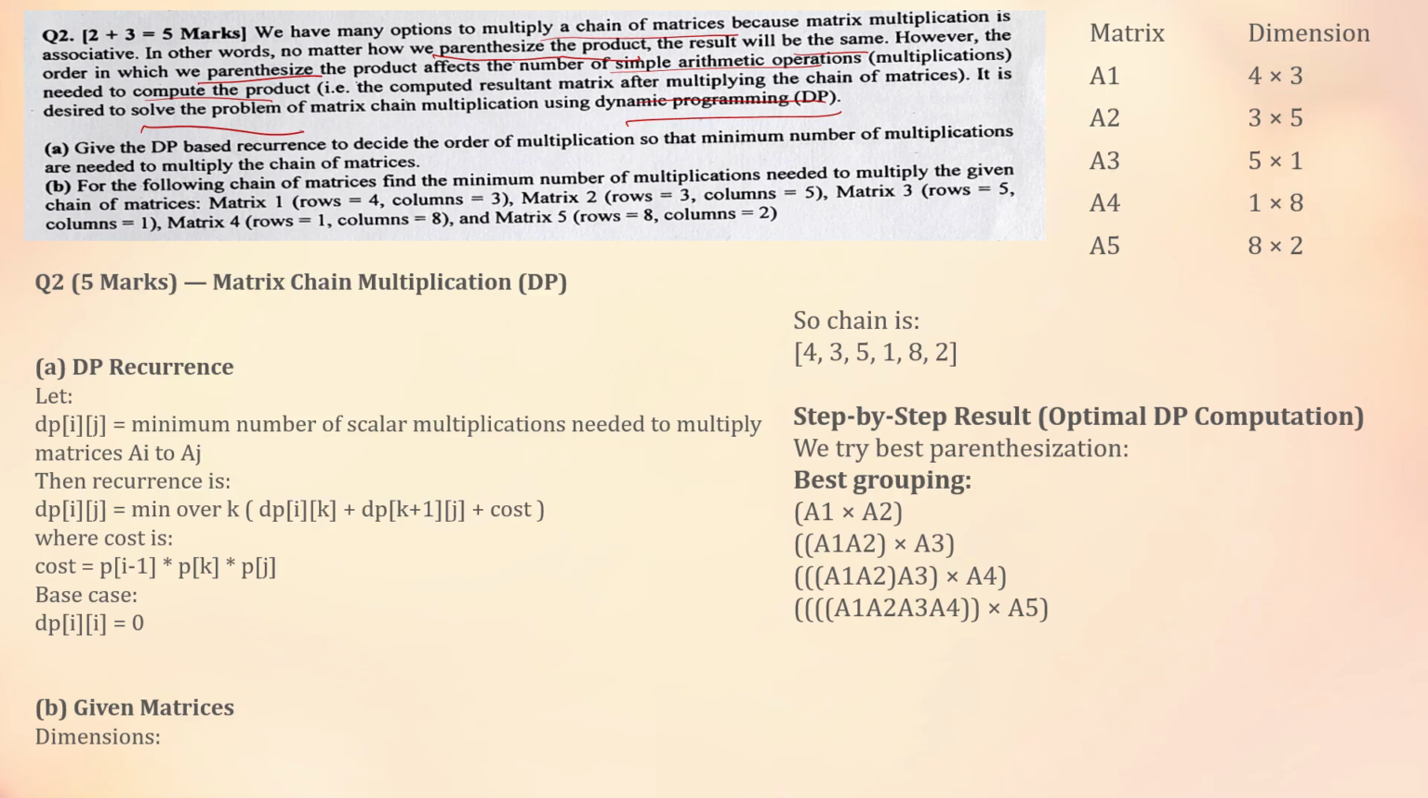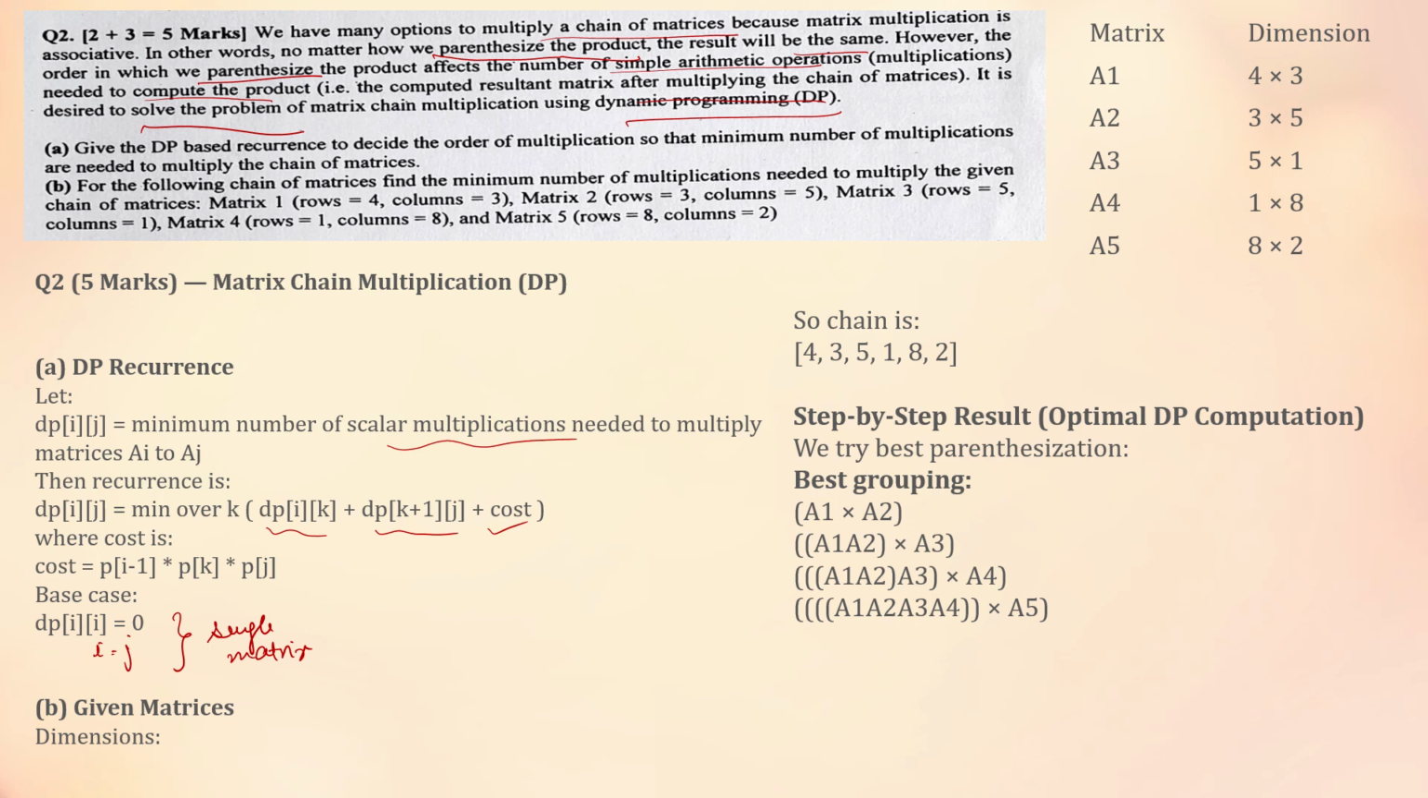Now you have to solve this using a DP based approach. Here you take the minimum number of scalar multiplications needed to multiply. Your recurrence will be the minimum over k that we had talked about, that is dp of i to k plus dp of k plus 1 to j, plus your cost associated. Here first we check the base case: if i is equal to j, that is we are looking at a single matrix, so therefore no multiplication is needed.